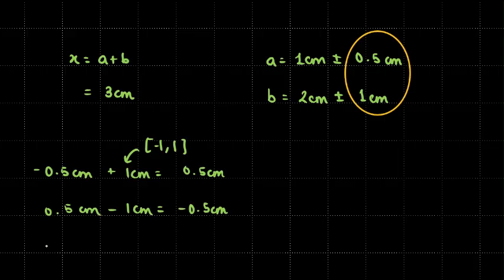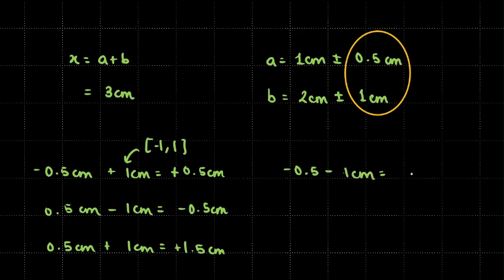So let's look at some other cases. Suppose both are positive. If both are positive, you get plus 0.5 centimeter. So let's write a plus right over there. And finally, if both were minus, you will get minus 1.5 centimeter.